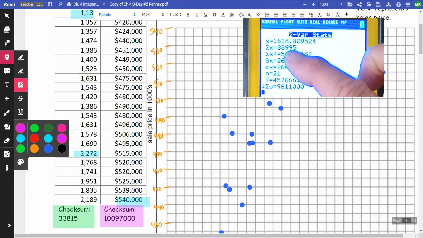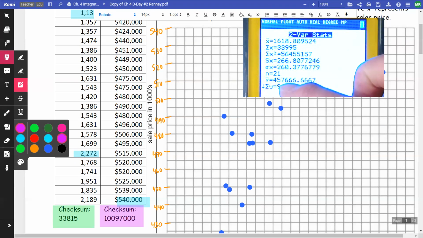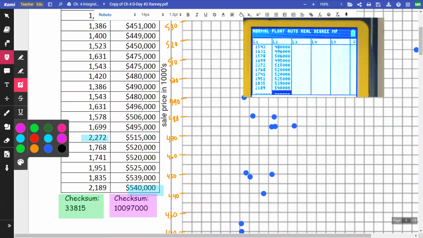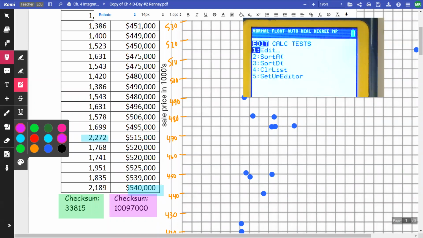So I see I have something wrong because my checksum should be 33815. So I need to go and find what that is. And my Y is wrong. So I'm going to double check them because it needs to be that sum. Okay, so I rechecked my values, found 2 little mistakes. So now I'm going to double check it.